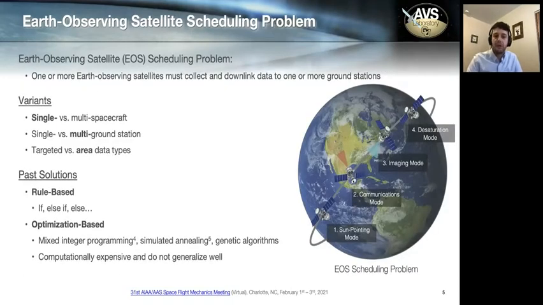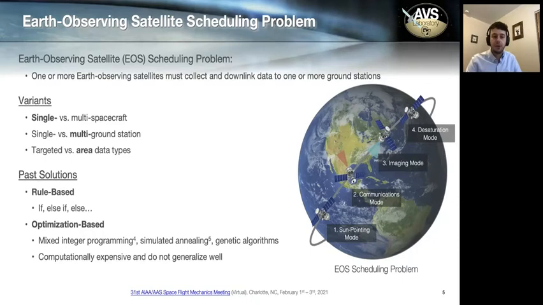So in this work, we focus specifically on the Earth-observing satellite scheduling problem, where one or more Earth-observing satellites must collect and downlink data to one or more ground stations. There are many variants in literature. Here we focus on a single spacecraft, multi-ground station, and area data types where the imager simply needs to just point at the ground and collect data.